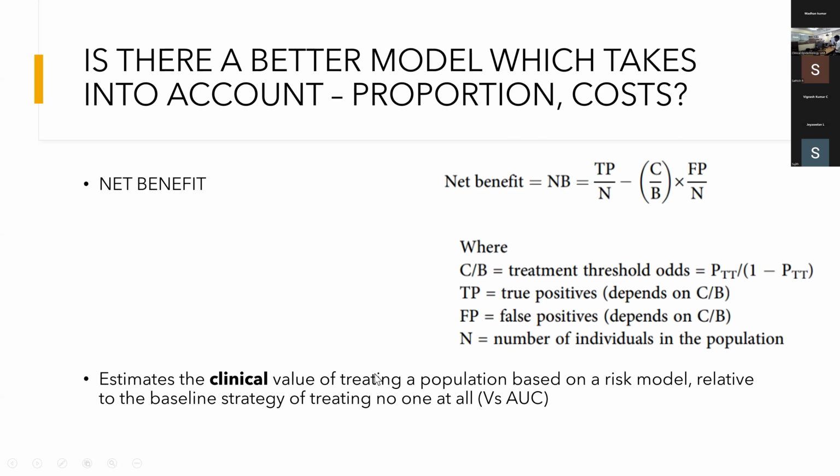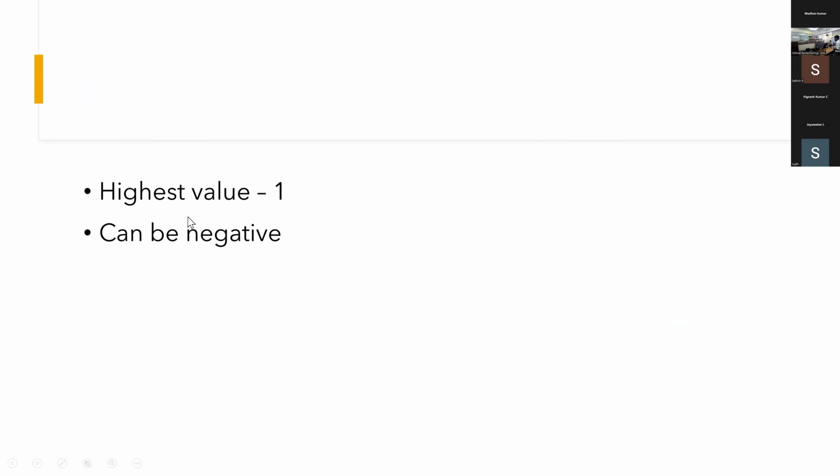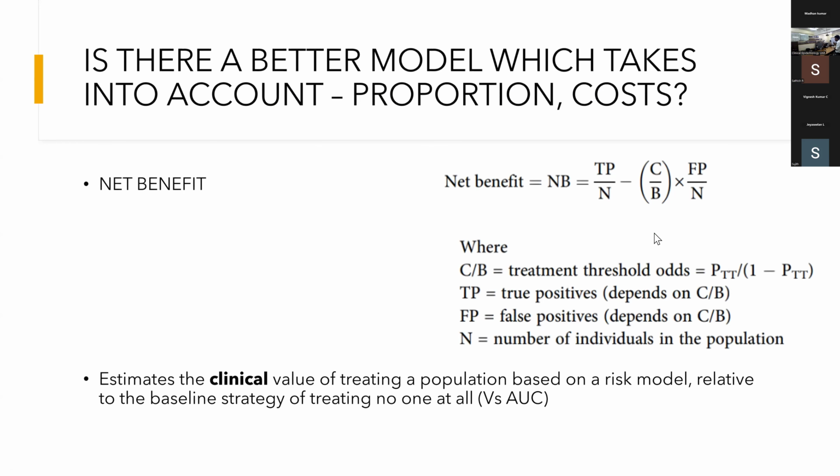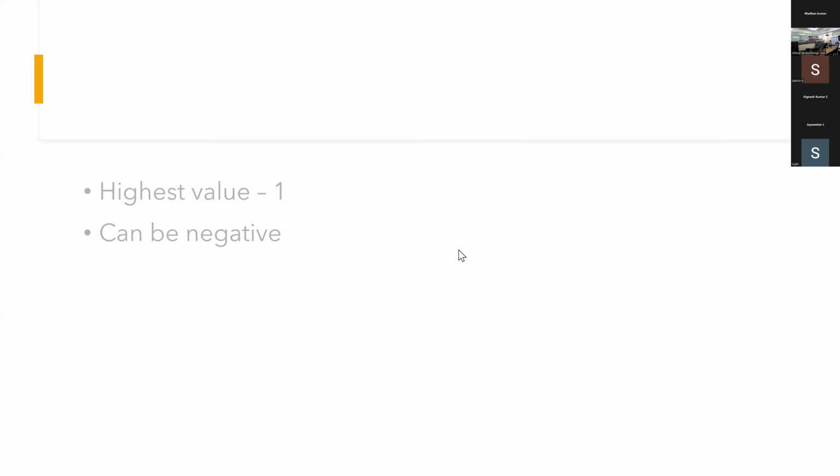So this estimates the clinical value of treating a population based on a risk model as compared to other discriminatory models that we saw, like the AUC curves. These are all more of statistical values that we get with the AUC values, whereas in terms of net benefit, we get to know whether the new machine learning model is actually clinically useful or not. The highest value that we can get is 1, and if the false positivity of the test is very high, we can even get a negative value with this test.